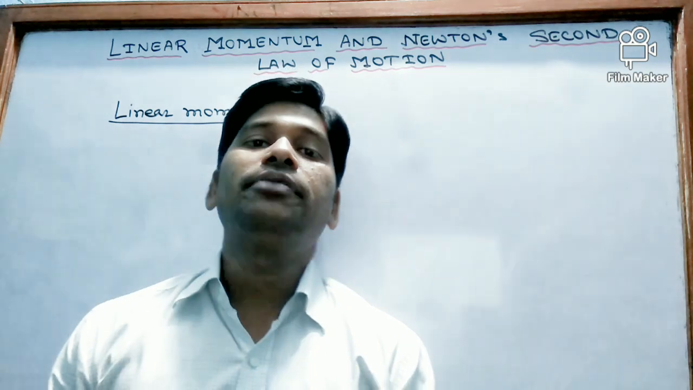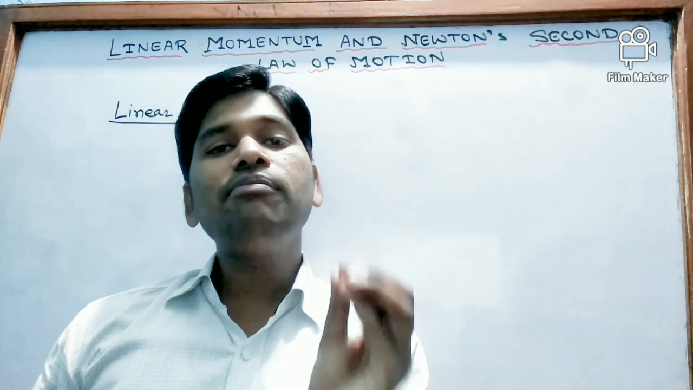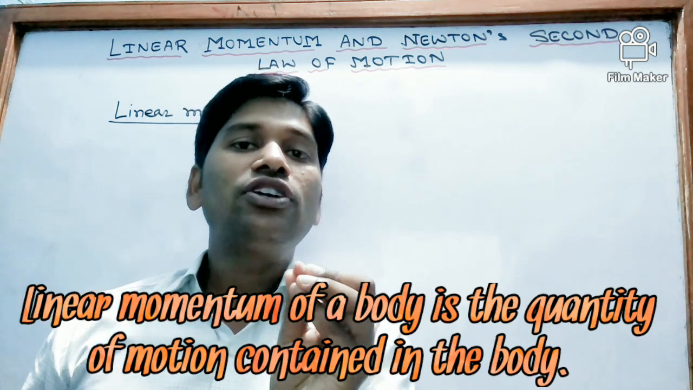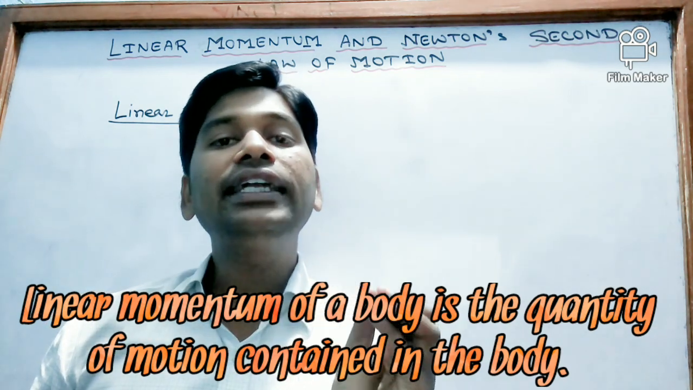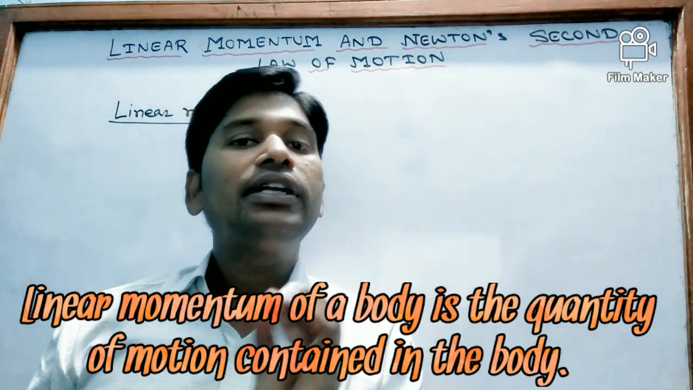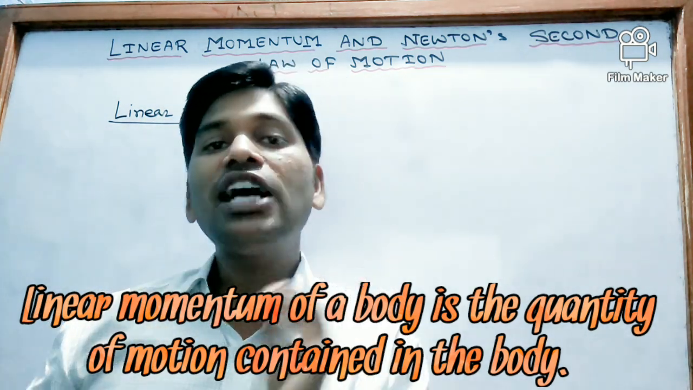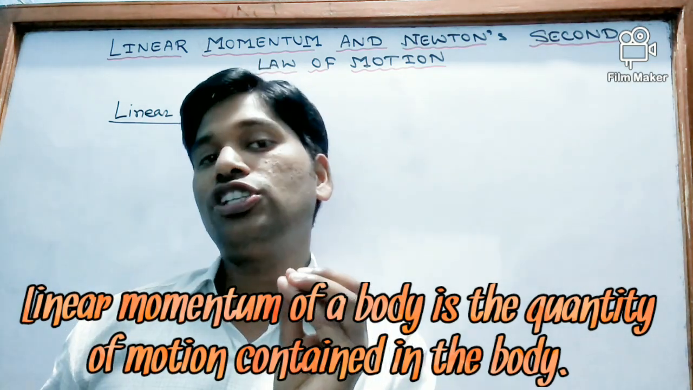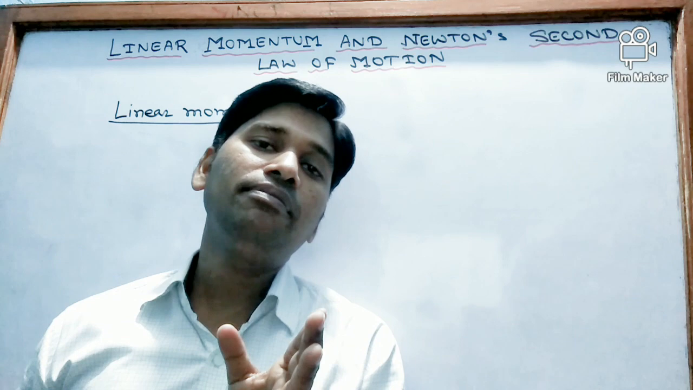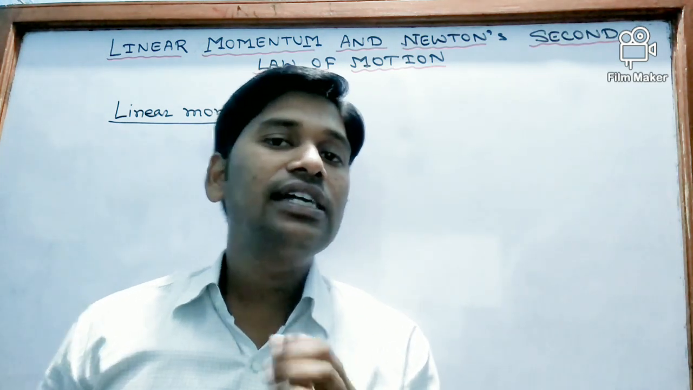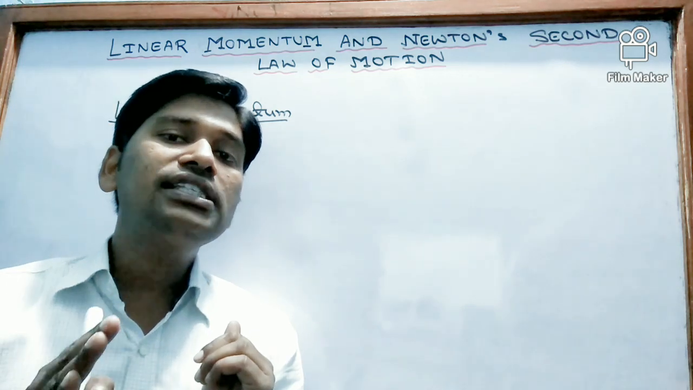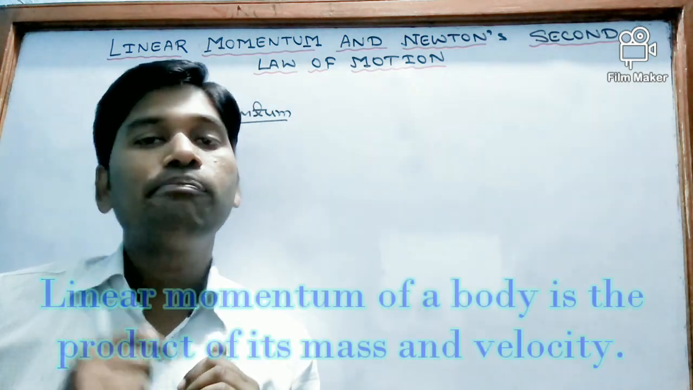So what is linear momentum? Linear momentum of a body is the quantity of motion contained in the body. This linear momentum depends on the mass of the body and the velocity of the body. So we can define linear momentum as the product of mass and velocity of the body.